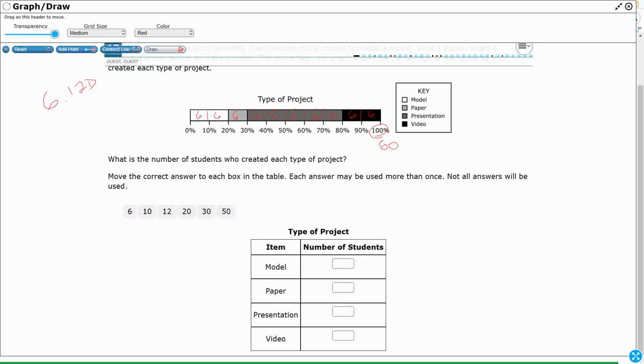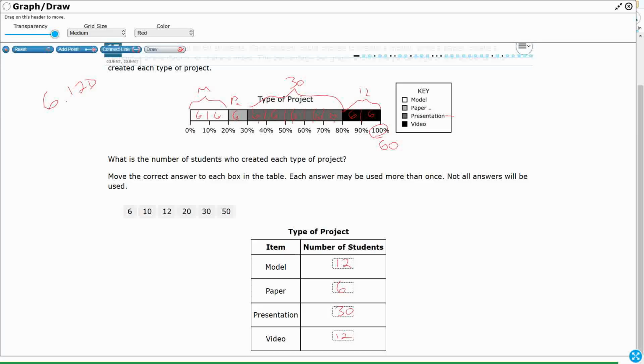So the model is the white, and I've got 2 sets of 6. So that's going to be 12. The paper is the very light gray, 1 set of 6, and so that's going to be 6. Now the presentation is the darker gray. That's the big one. So 1, 2, 3, 4, 5. We have 5 groups of 6. And then video's got 2 groups of 6, and that's 12. Now, do all of these added up make 60? Because if 12, 6, 30, and 12 don't make 60, then we messed up.